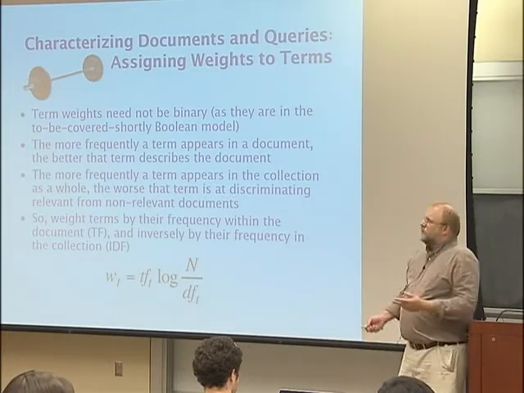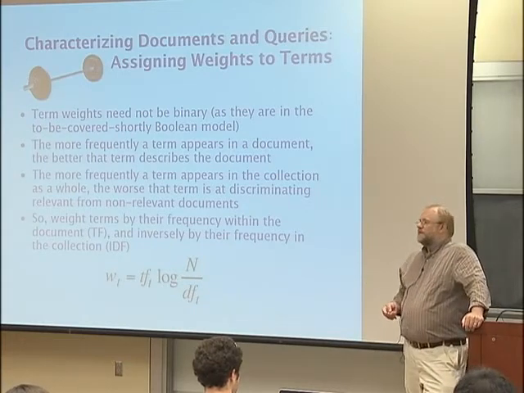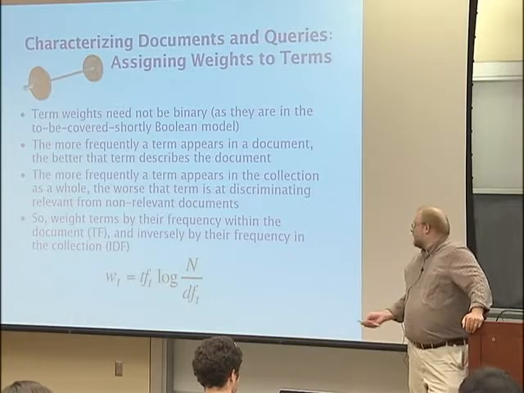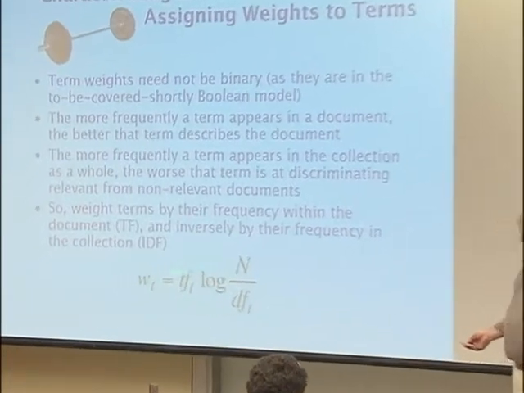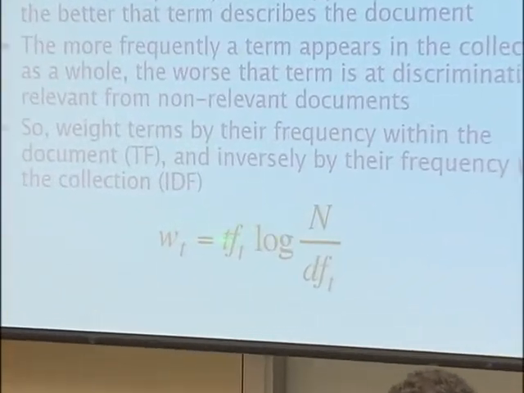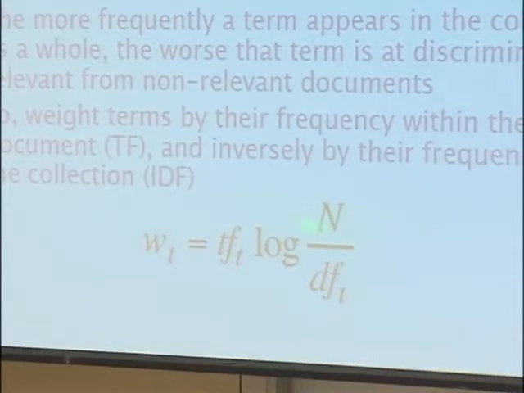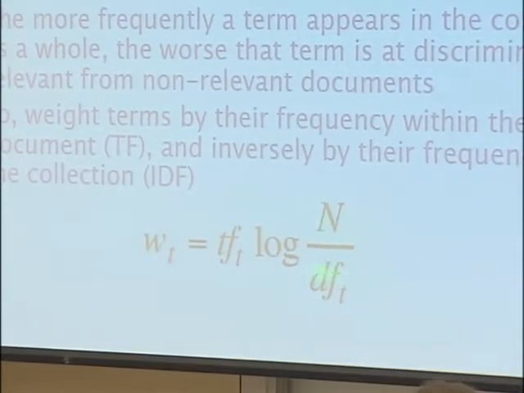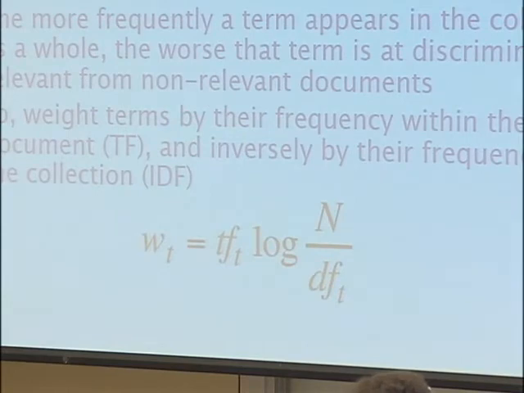So the standard basic term weighting in information retrieval is called TF-IDF, term frequency inverse document frequency. So you take the term frequency of the word in the document. This piece is the inverse document frequency. This is the number of documents in the collection. This is the number of documents containing the term. You throw a log on it just for fun. And that is your TF-IDF weighting.